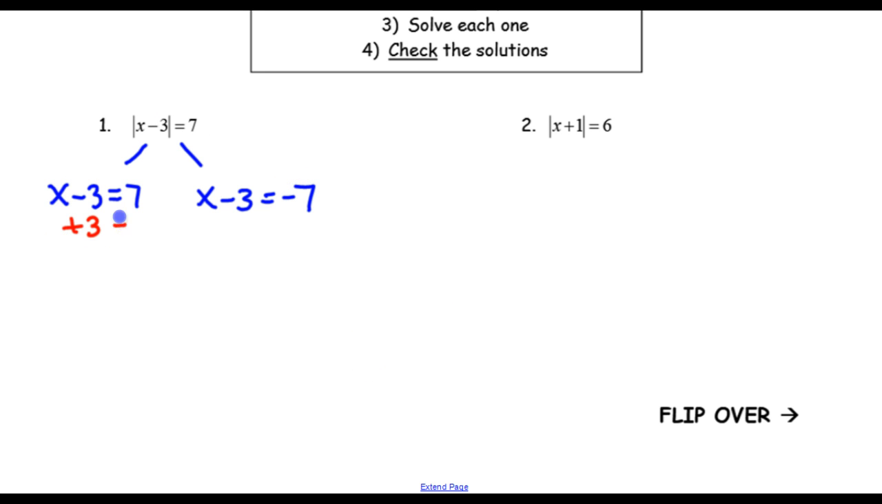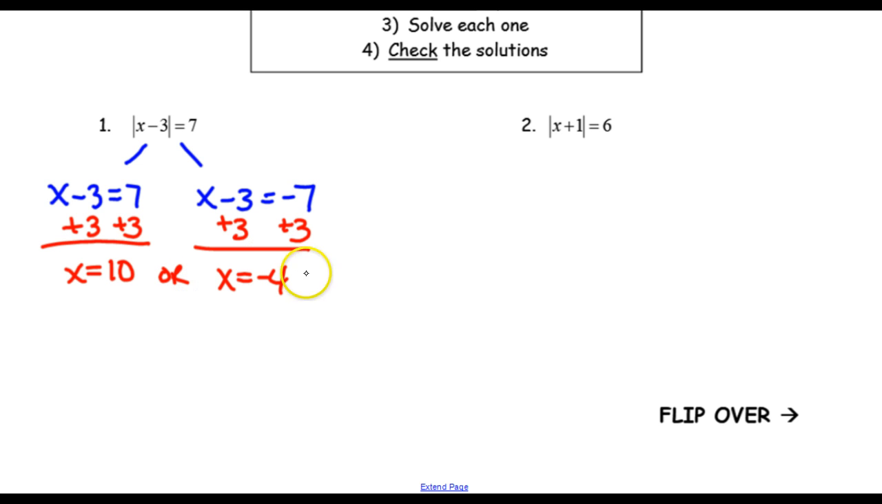Now I'm going to solve each equation independently. Add 3 to both sides. X equals 11. Oops, I mean 10. Over here, add 3 to both sides, and x is going to equal negative 4. Now it can't equal both of these at the same time, so we always say it's going to equal one or the other. Your solution would be that x equals 10 or it equals negative 4.